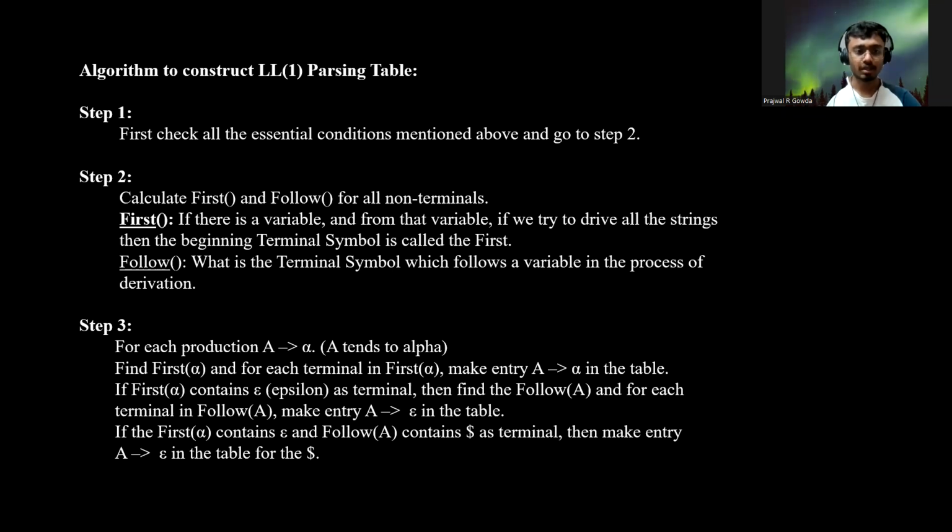Next, step 3: for each production A tends to alpha, find first of alpha. For each terminal in first of alpha, make entry A tends to alpha in the table. If first of alpha contains epsilon as a terminal, then find the follow of A, and for each terminal in follow of A, make entry A tends to epsilon in the table. If the first of alpha contains epsilon and follow of A contains a $ as a terminal, then make entry A tends to epsilon in the table for the $.